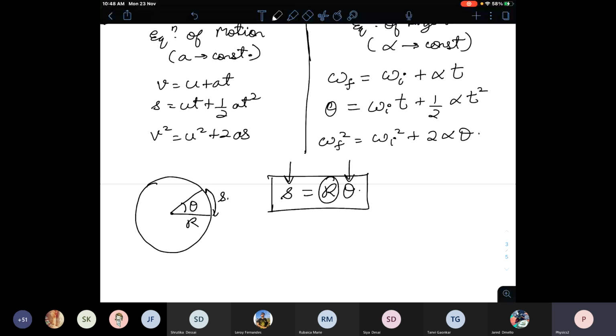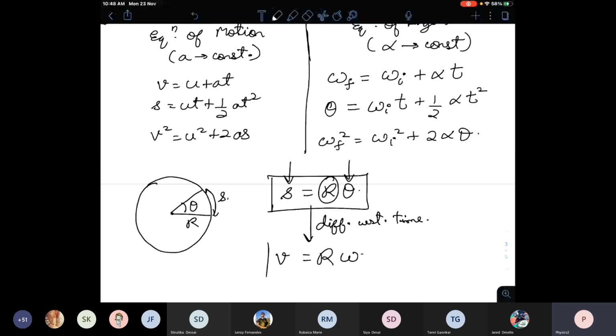What about velocity? Just differentiate it. If you differentiate this equation with respect to time, LHS will become ds by dt, that is velocity. R is constant, the radius of the circular motion remains constant, so R will be out of differentiation. What will be differentiated? Theta. d theta by dt will be there. d theta by dt is omega. So v is equal to R omega.